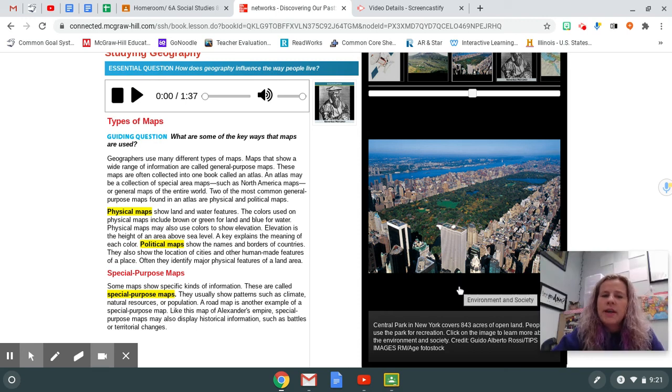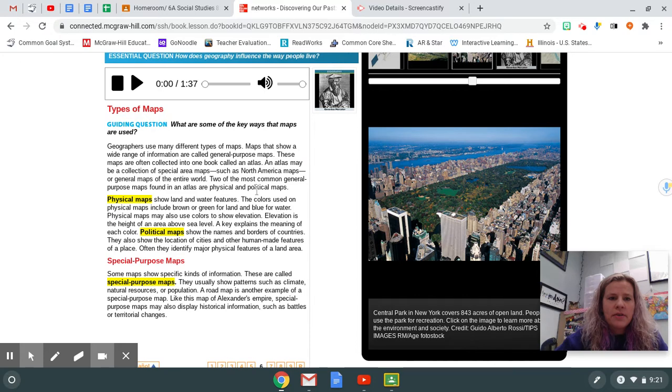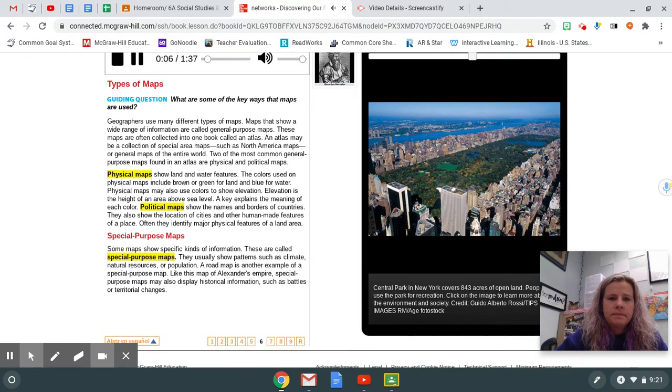Welcome back, sixth grade. We will continue with Chapter 2, Lesson 1, Studying Geography, on page 6 of our online textbook. Types of maps. Guiding question: What are some of the key ways that maps are used?